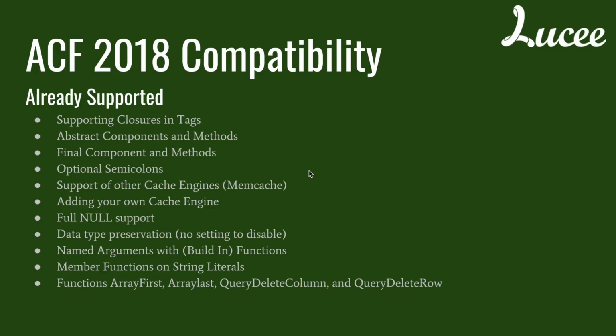First thing is supporting closures outside CF script. ColdFusion so far only supported closures within CF script, but not anywhere where you can do an expression, for example, an attribute value from a tag. Lucee always supported that, so there was never a limitation as you had in Adobe ColdFusion, so there is no concern there. The next thing is support for abstract components and methods.